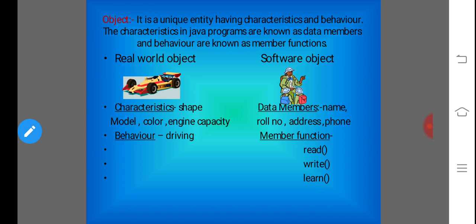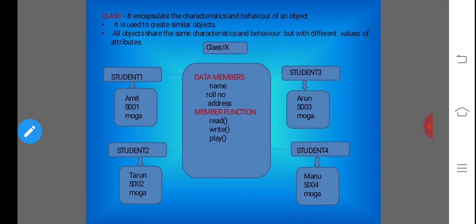Now, in the next slide, there is the concept of classes. What are classes? The definition says that it encapsulates the characteristics and behavior of an object. Encapsulate means the class is a way or a mechanism to bind the data as well as the methods together as a single unit. What is the data? Data are the attributes or the properties or the characteristics of an object. And what are the methods? Methods are known as functions or behavior of an object.